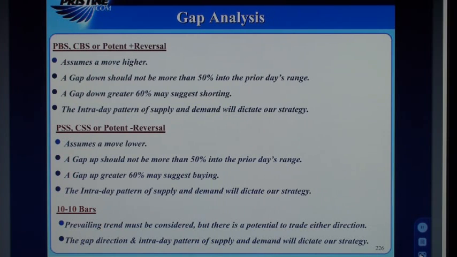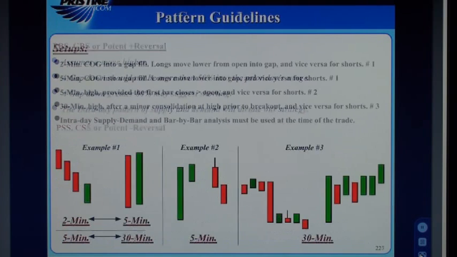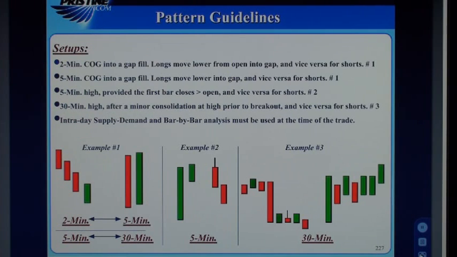10-10 bars or 20-20 bars will be the beginnings of those guerrilla type strategies. The prevailing trend will have to be considered, but there's the potential to trade in either direction. And we also look at the intraday pattern of supply and demand within these bars to dictate our strategies. These are our pattern guidelines or setups that we're looking for in alignment with our gap trades.